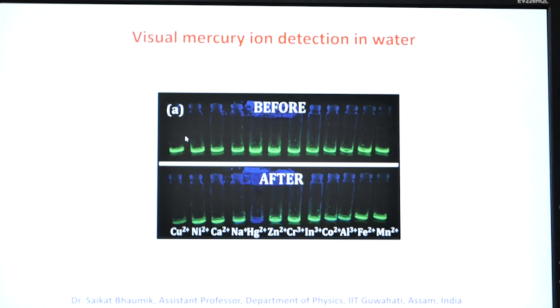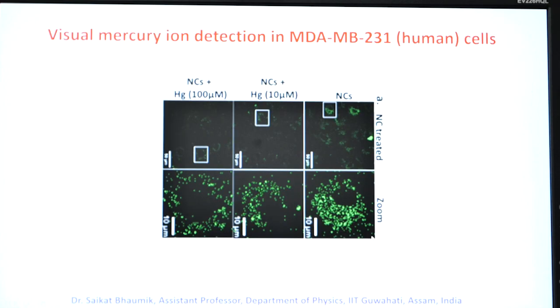This is the image where you can see that with mercury addition the luminescence of the nanoparticles decreases, or PL quenches. From this we can say that there are mercury ions inside the solution. For other ions it is not decreasing. And this is the image where you can see that normal nanocrystals, if they are present inside the biological cells, are highly luminescent. But if you add mercury inside the cells, the PL intensity decreases. This is how we can understand the presence of mercury ions inside the cells.